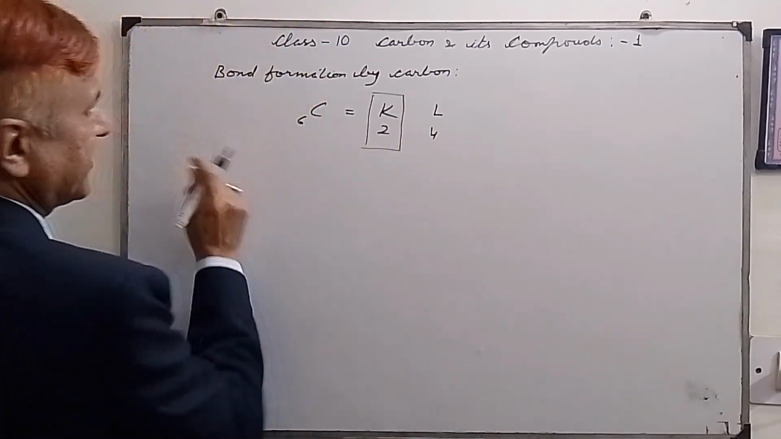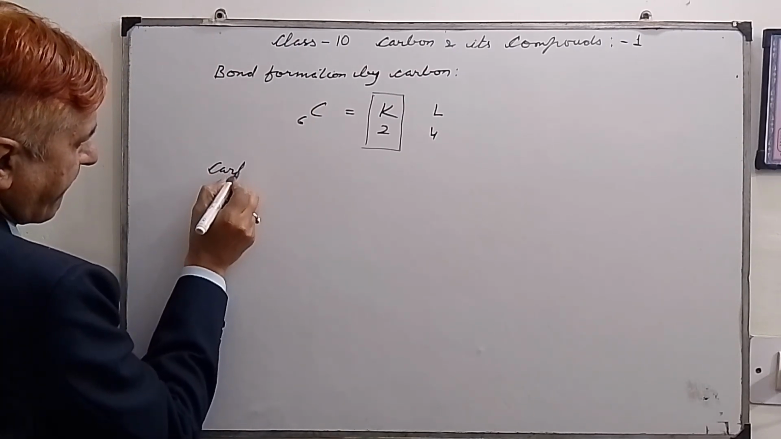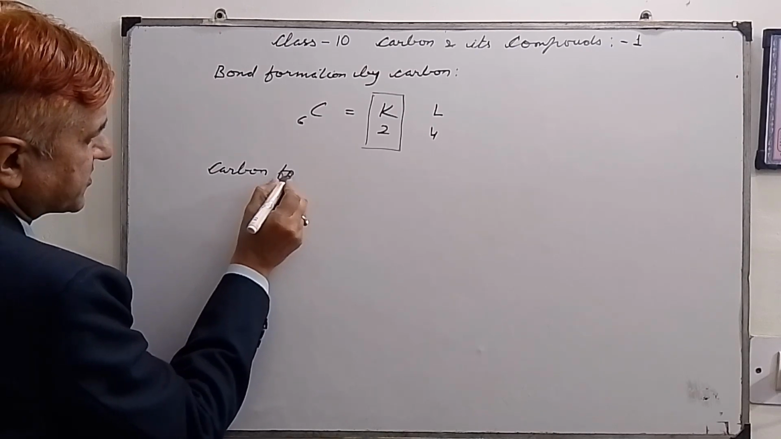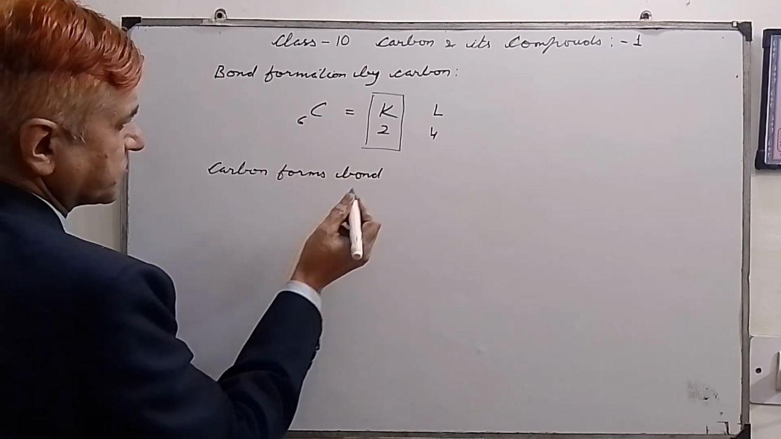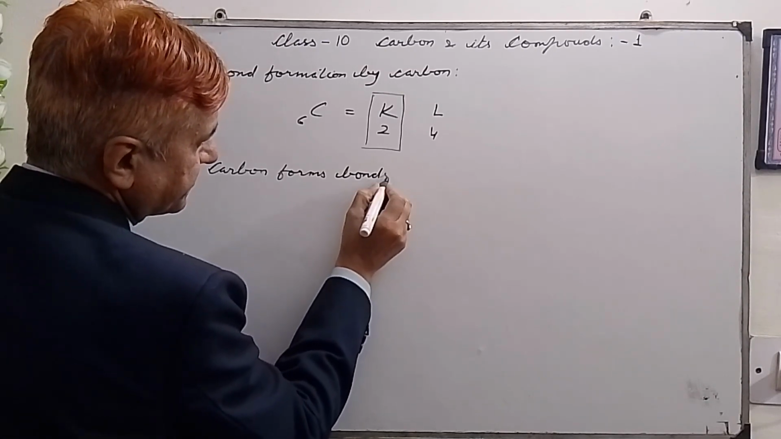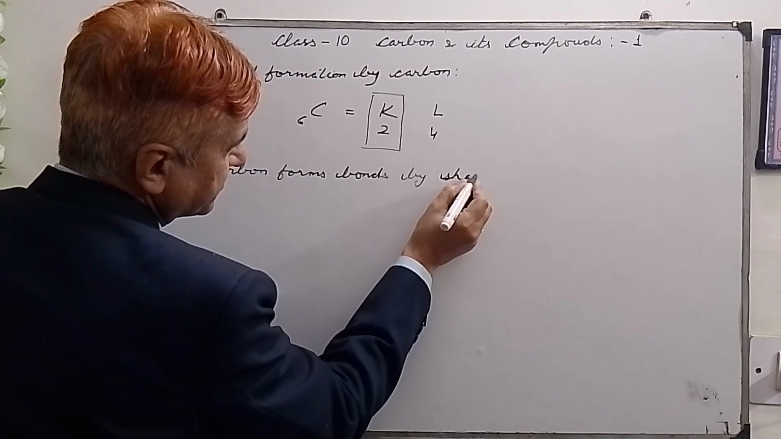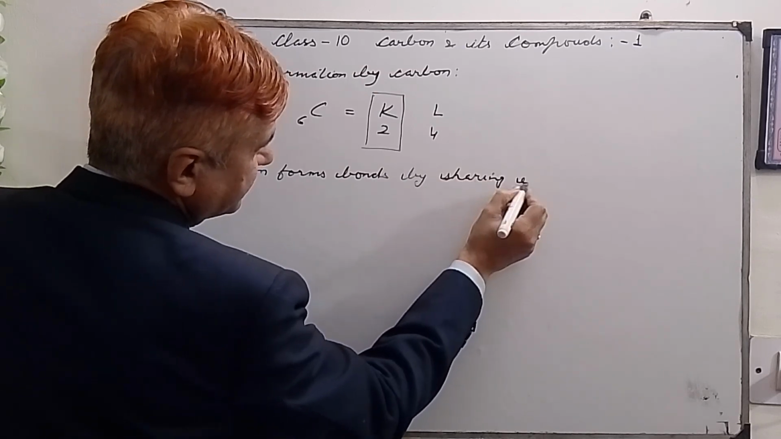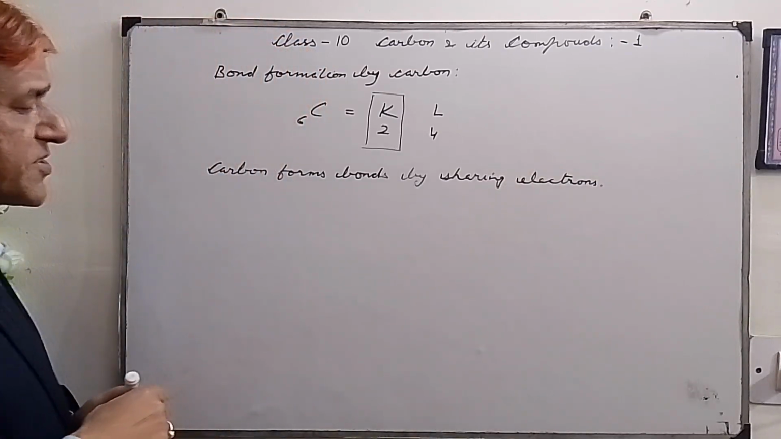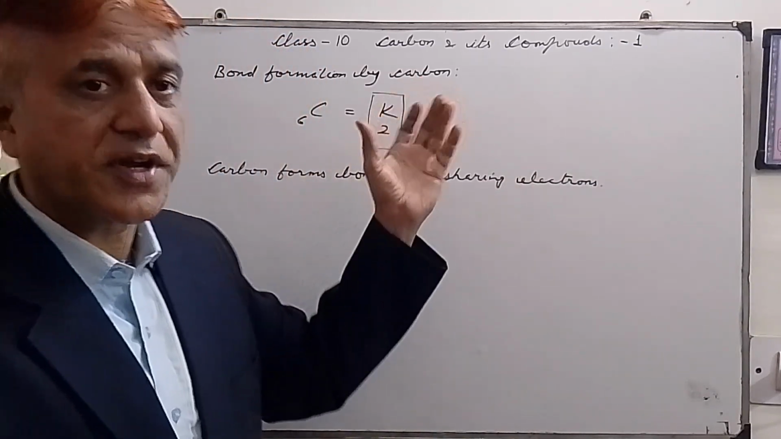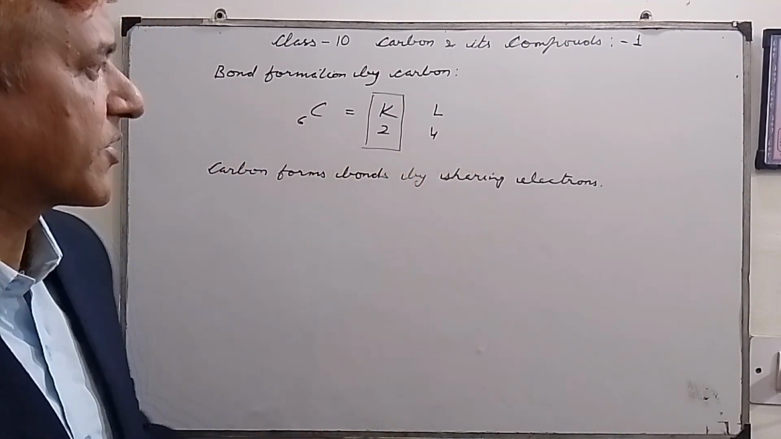So carbon forms bonds by sharing electrons. Carbon does not form bonds by giving or taking electrons, but it forms bonds by sharing electrons.